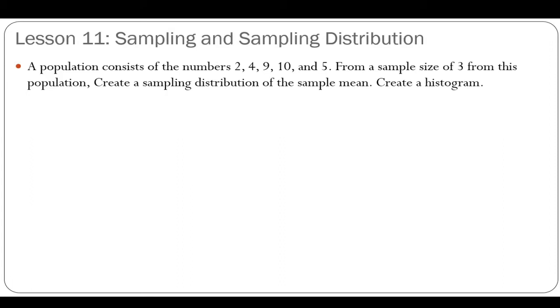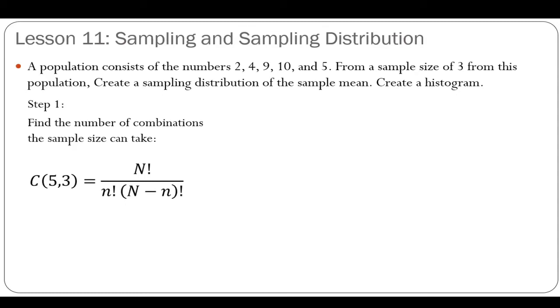Now, here's an example. A population consists of the numbers 2, 4, 9, 10, and 5. From a sample size of 3, from this population, create a sampling distribution of the sample mean. Then create a histogram. So, paano natin isosolve itong problem na to? And to do that, step 1, find the number of combinations the sample size can take. So, una muna natin gagawin, kukunin na natin yung kung ilang number of combinations yung meron depende sa sample size. And to do that, we need to use the formula 5 combination 3.